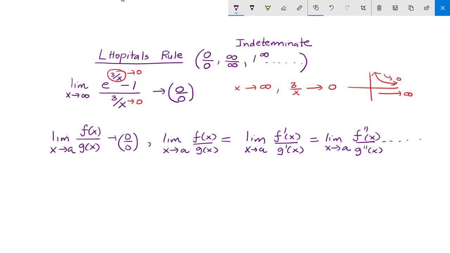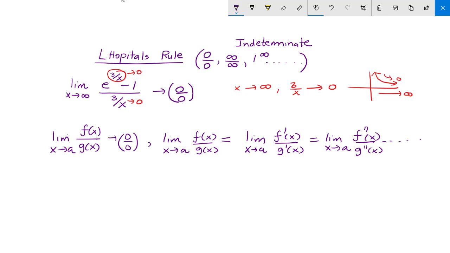Now, a point to note here is this is not the quotient rule. Whenever we have f of x by g of x and you want to take the derivative, you use the quotient rule. But this is taking the derivative of the numerator and denominator separately. I can tell you that a lot of students actually use the quotient rule like this. This is not the quotient rule. This is just taking the derivative of the numerator and denominator separately. It's easier than the quotient rule actually.